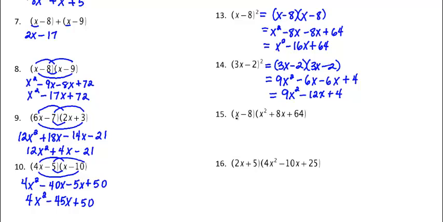Number 15 is a binomial times a trinomial, x minus 8 times x squared plus 8x plus 64. Distributing the x through to each term, we get x cubed plus 8x squared plus 64x, minus 8x squared, minus 64x, minus 512.